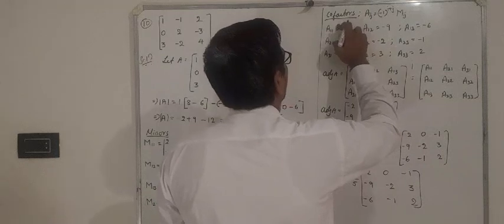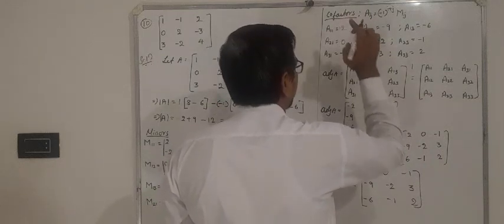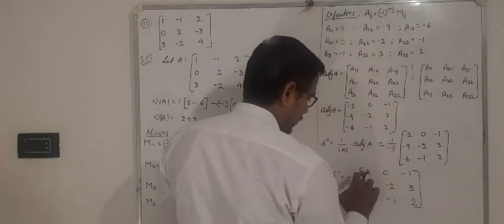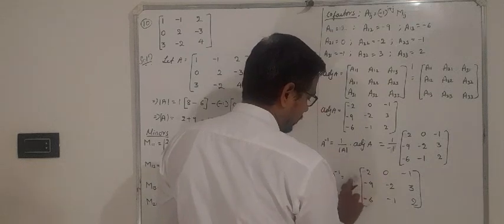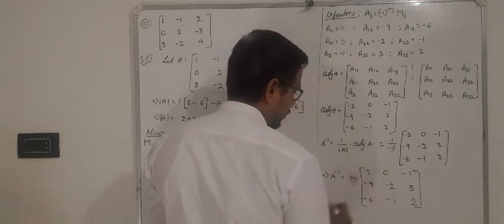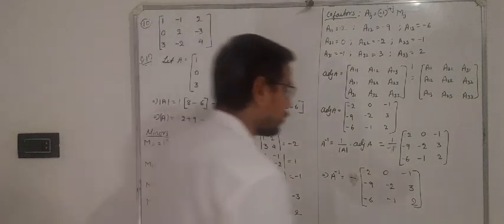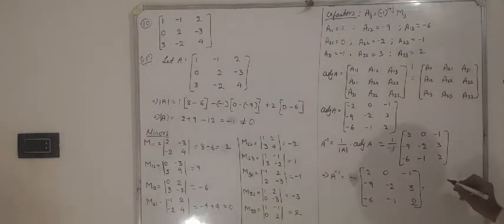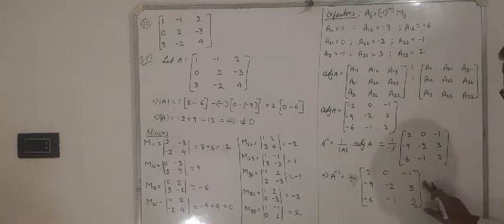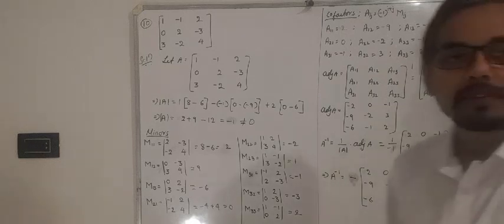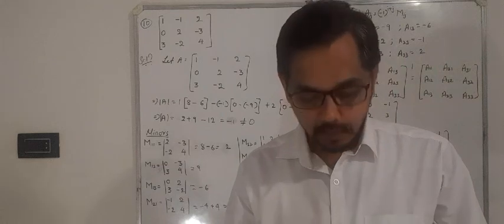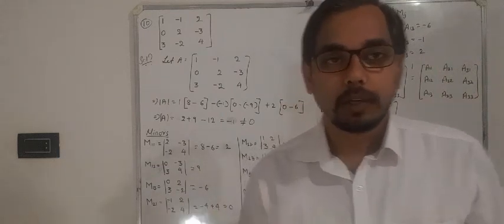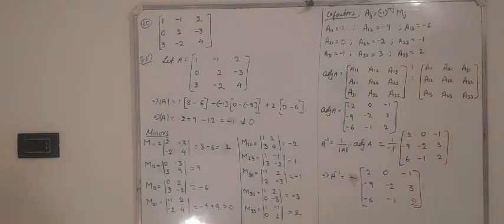So A11 also will be plus 2 only. Right? So this is minus of. Right? So if you take minus inside, whatever is positive becomes negative, and whatever is negative becomes positive. Right? So you can make a note of that change over there.